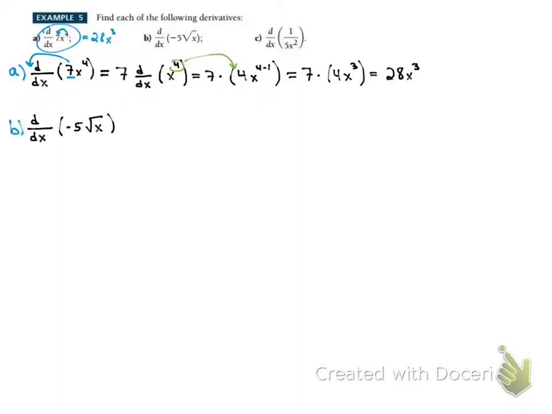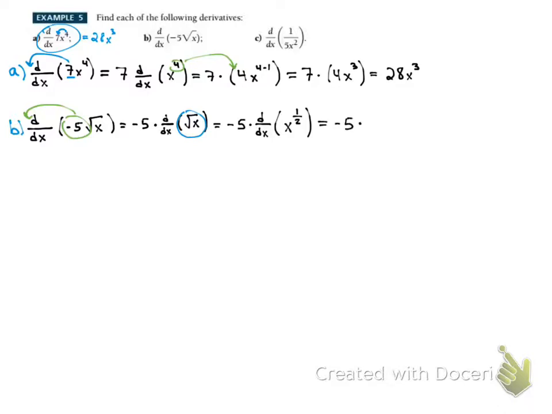Okay, in part B, we want to take the derivative of negative 5 times the square root of x. First thing to do, move the negative 5, that's a constant, move it on the outside. So then we have negative 5 times the derivative of the square root of x. Now the square root of x, we need to rewrite that using the nth root rule. So that's the same thing as x to the 1/2 power. So now we have negative 5 times the derivative of x to the 1/2 power. Okay, now we're ready to take the derivative.